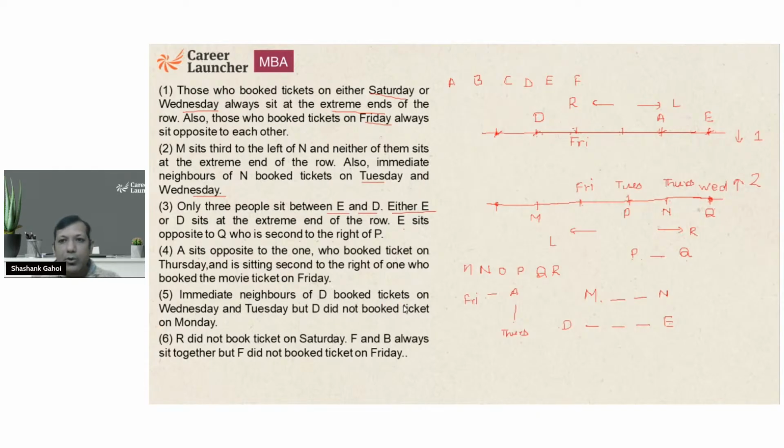Oh, I made a mistake over here. I made a blunder. I won't say it's a mistake, it's a blunder. And why is it a blunder? Because A is sitting to the right, and I have taken A as sitting to the left. So this is a mistake that I have made.